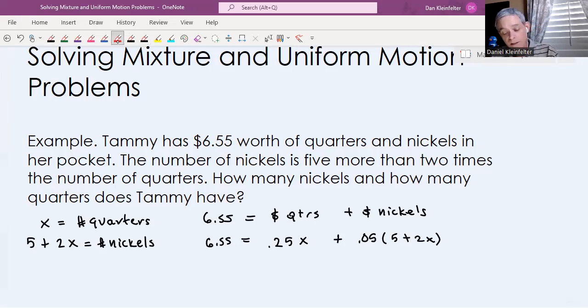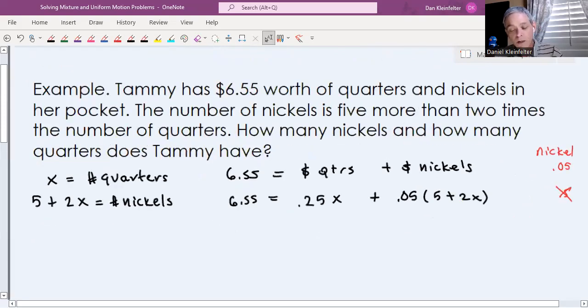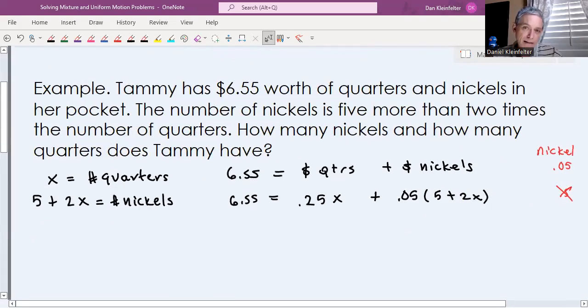One thing to be careful of is that a nickel is worth 0.05 here. Frequently when I grade students' work, they'll have 0.5 for that. That would be 50 cents, okay? 0.05, that's 5/100 or 5 cents. So it's not 0.5. We want to be careful with that. So make sure that you're okay with the setup on these.